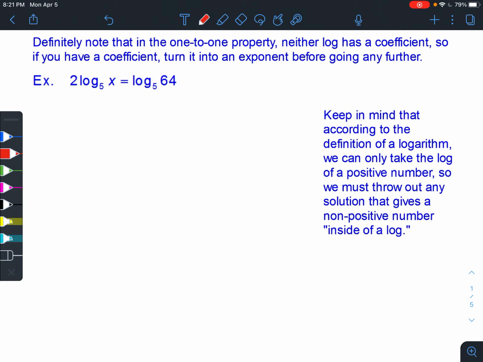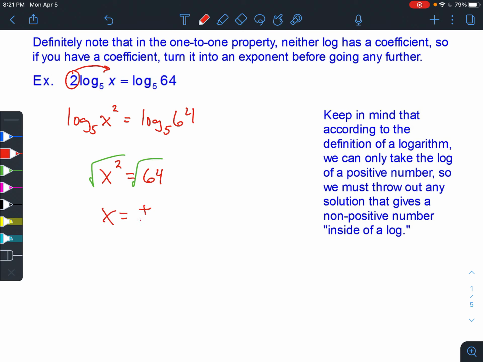So here we go. First thing is, take the coefficient and move it up as an exponent. And so we've got log base 5 of x squared equals log base 5 of 64. So again, I've got log of something equals log of something else, and those log bases are the same, so I can throw out the logs and look at x squared equals 64. Once we reach that point, we can certainly square root both sides, and we get x equals, now don't forget the minus on this, plus or minus 8.